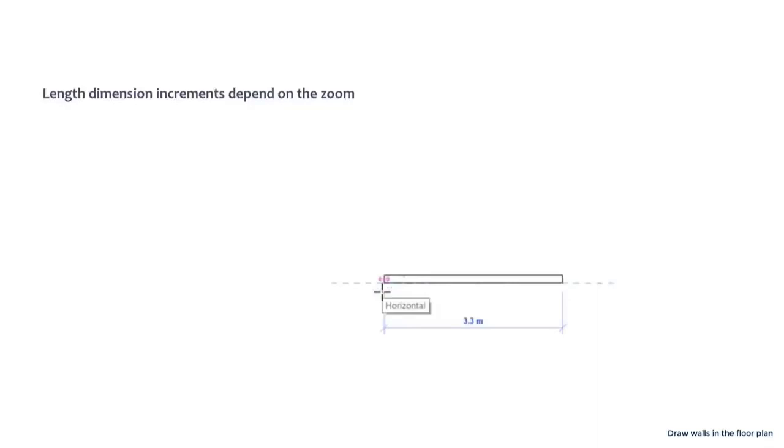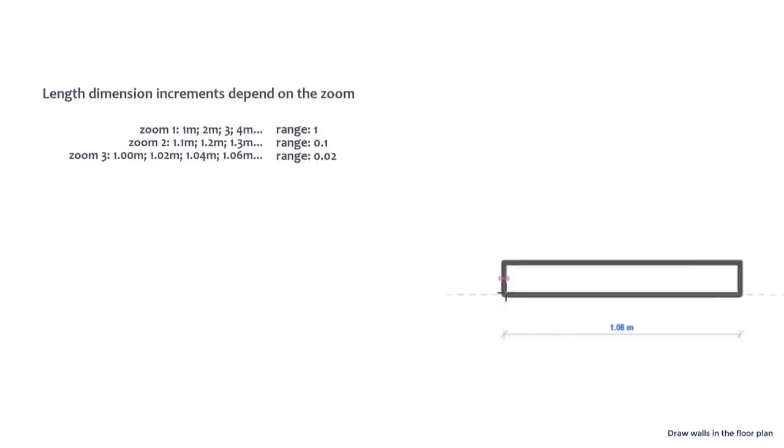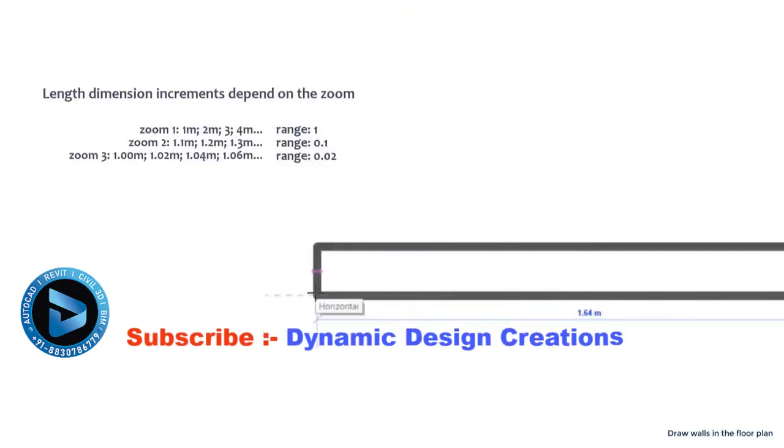Now let's zoom in a bit. And at this moment, the values change in a range of 0.1 between each other. Zoom again, a bit more, and the values are even more closely. This time it's snapping every 0.02 meters.